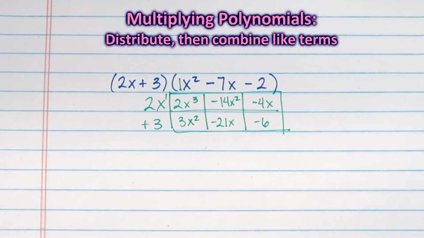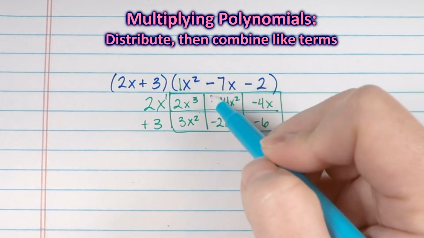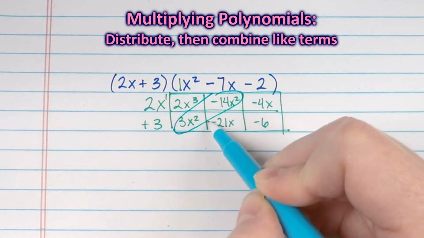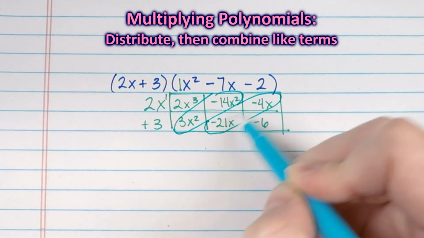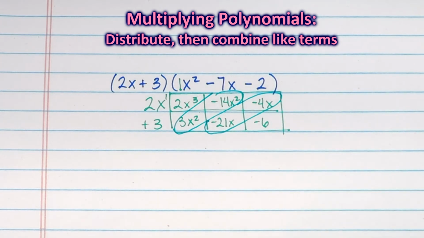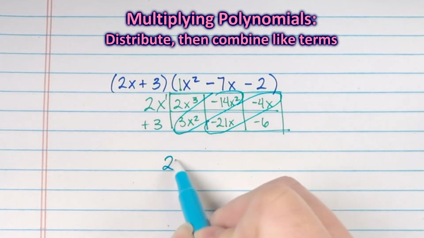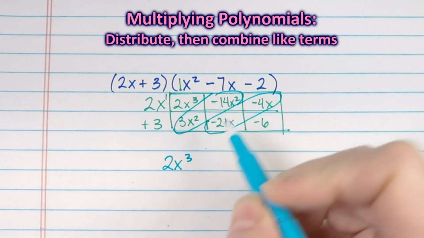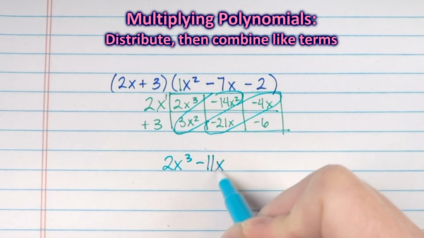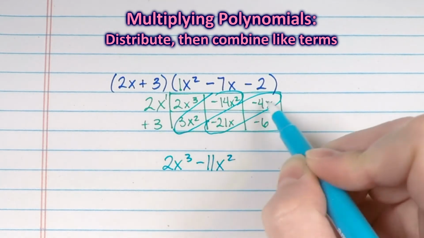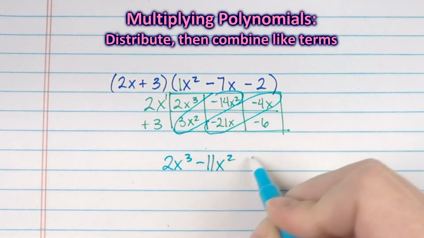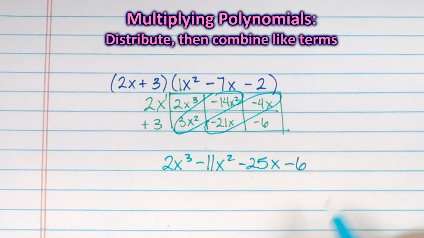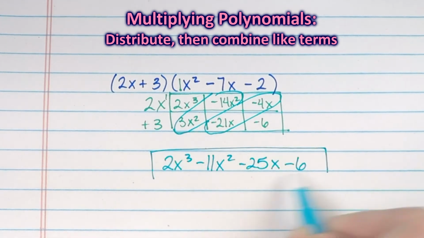Now with the box method, when I add up all the like terms that are in these squares, what's nice is that they kind of line up along the diagonal. So here's the 2x squared terms, and here are the x to the first power terms. So my final answer, I'm going to start off with the biggest exponent, 2x to the third power, and if I add these, 3x squared plus negative 14x squared, that gives me negative 11x squared. Combining these terms, negative 21x and negative 4x, those add up to negative 25x, and then my last one at the end, the constant negative 6. And that's how you multiply using the box method.